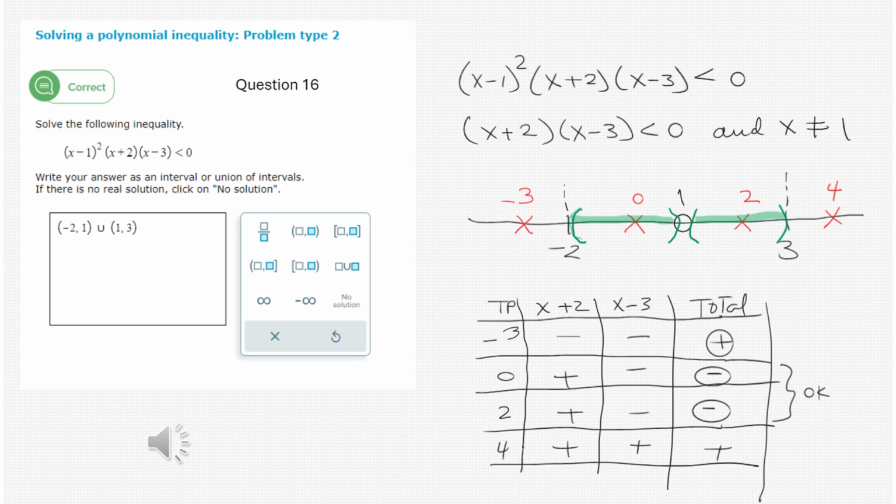Now I create the table using -3, 0, +2, and +4. You plug them into each factor, and you determine the total, and you see now what is negative. Because my inequality is less than 0, it's obvious that 0 and 2 pass the test. Now I highlight this. And it's obvious that it's only parentheses, no bracket, because it's not equal. And also exclude 1.